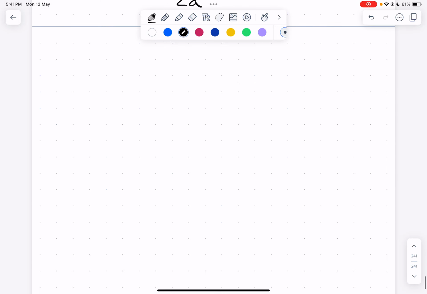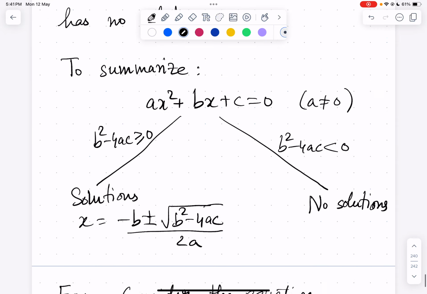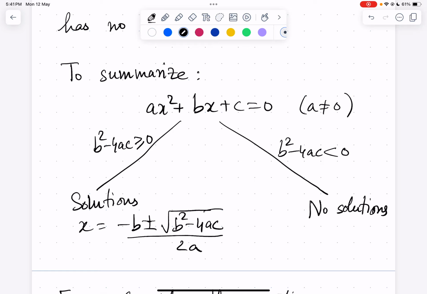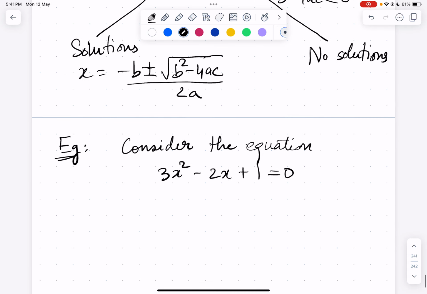So just to consider some examples. We can keep asking questions. We are able to solve quadratics. What about cubics? What about fourth degree polynomials, and so on? Those are very difficult questions in general. In any case, this is how we solve quadratic equations.